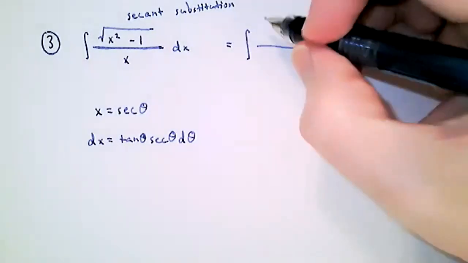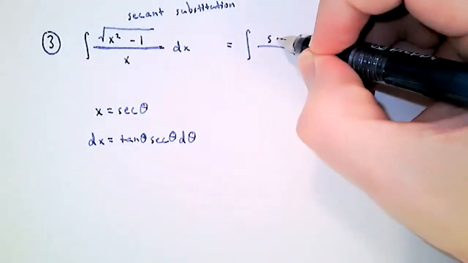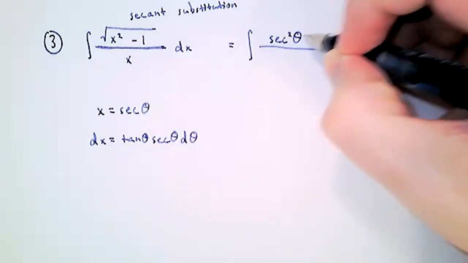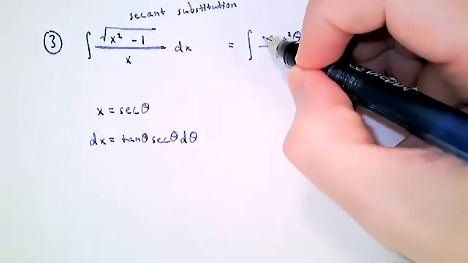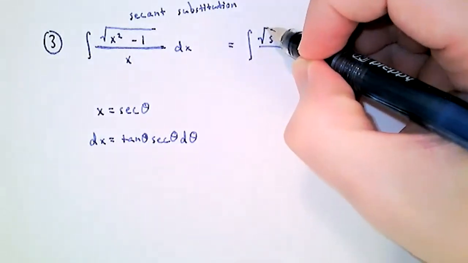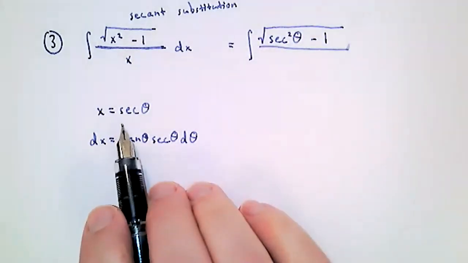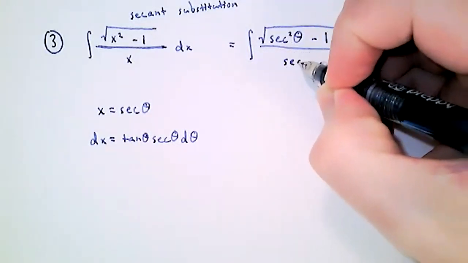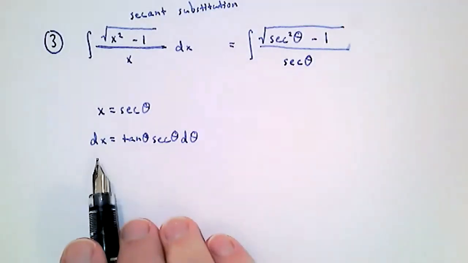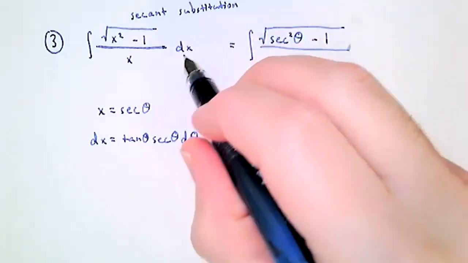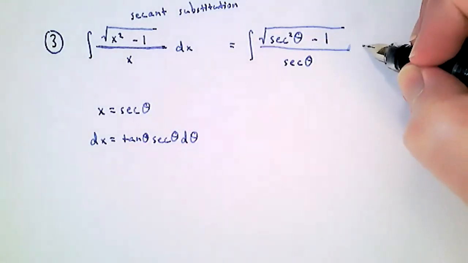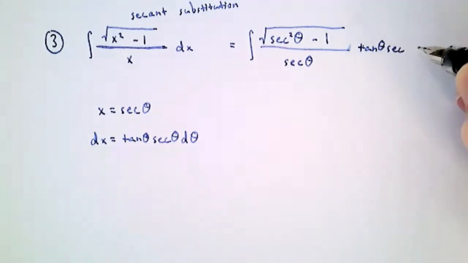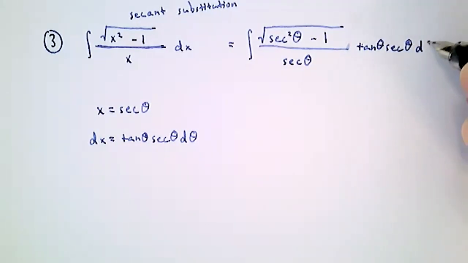Okay, so underneath the square root here, we now have a secant squared, since we're substituting in a secant for x, secant squared minus 1. And then x becomes another secant in the denominator. And then dx we have to worry about here becomes a tangent times a secant d theta.